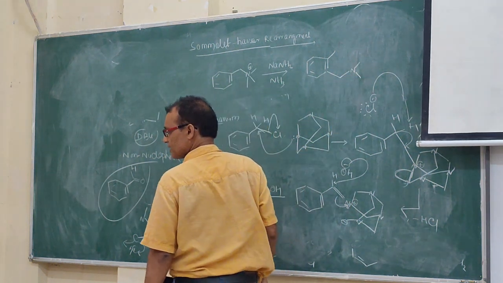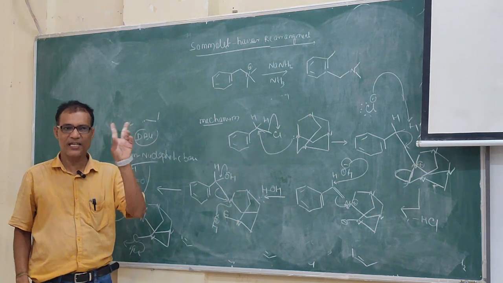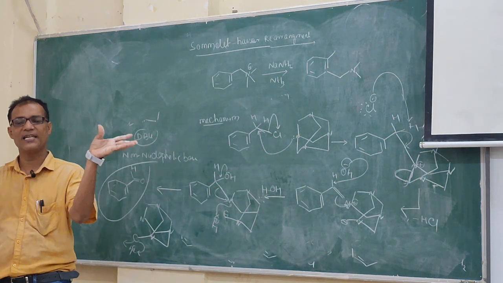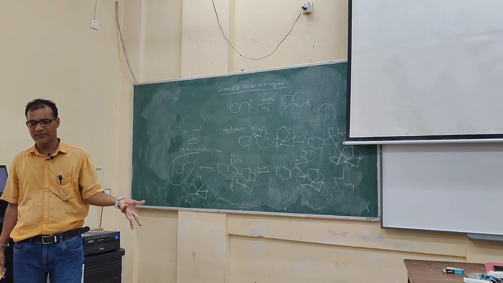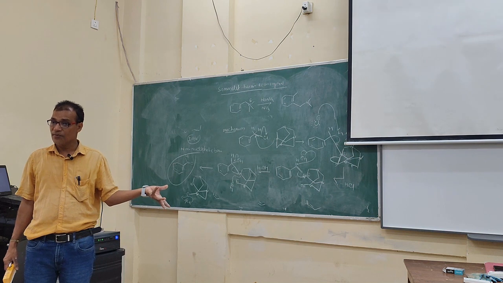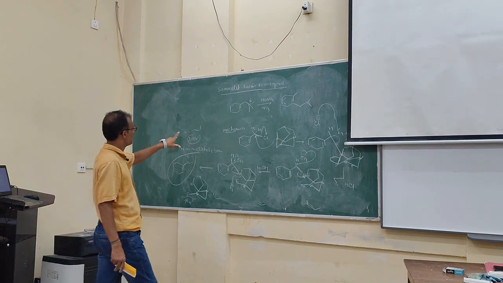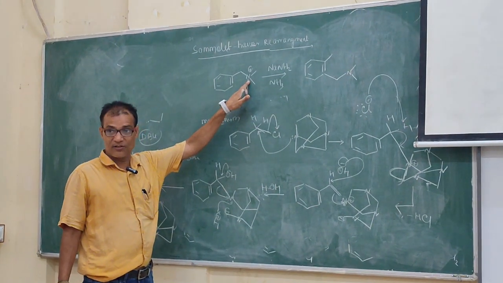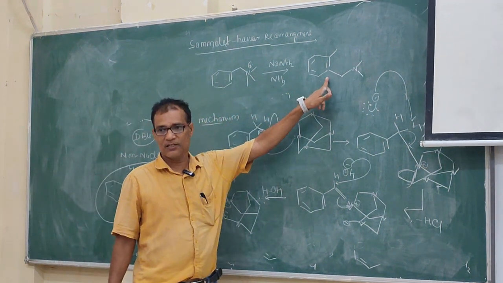So this is different. That means in the Sommelet reaction, you are able to generate aldehyde from a benzylic halide. That means benzyl chloride you convert into benzaldehyde. But in the Sommelet-Hauser rearrangement, the quaternary ammonium salt at benzylic position, in the presence of sodamide and ammonia, you will get this product. Let us see how the mechanism goes.